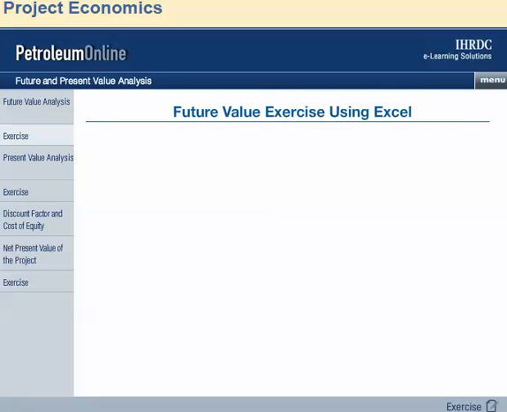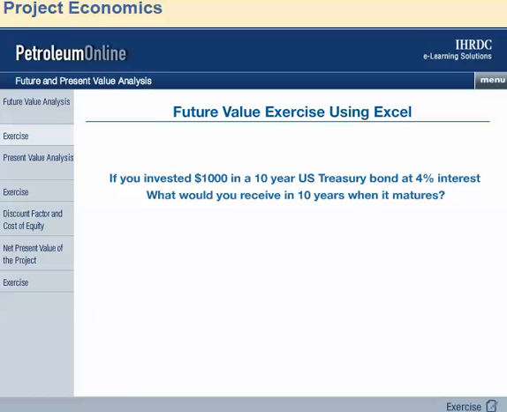Why not try it yourself? If you invested $1,000 in a 10-year U.S. Treasury bond at 4% interest, what would you receive in 10 years when it matures? Note that you need to enter a negative present value because you are making an investment. Which of the following three answers is right?